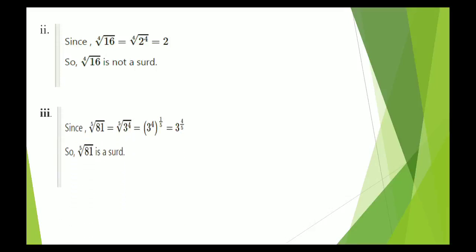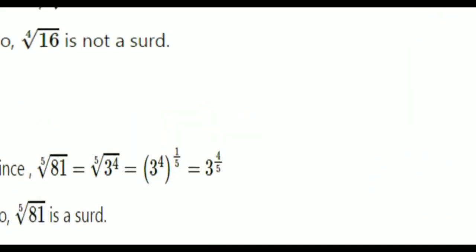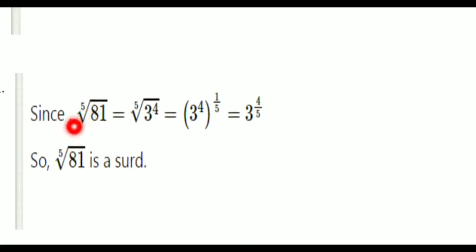Question number 3. Fifth root of 81. 81 is 3 raised to 4. So this is also an irrational root. Fifth root of 81 is an irrational root, therefore it is a surd.